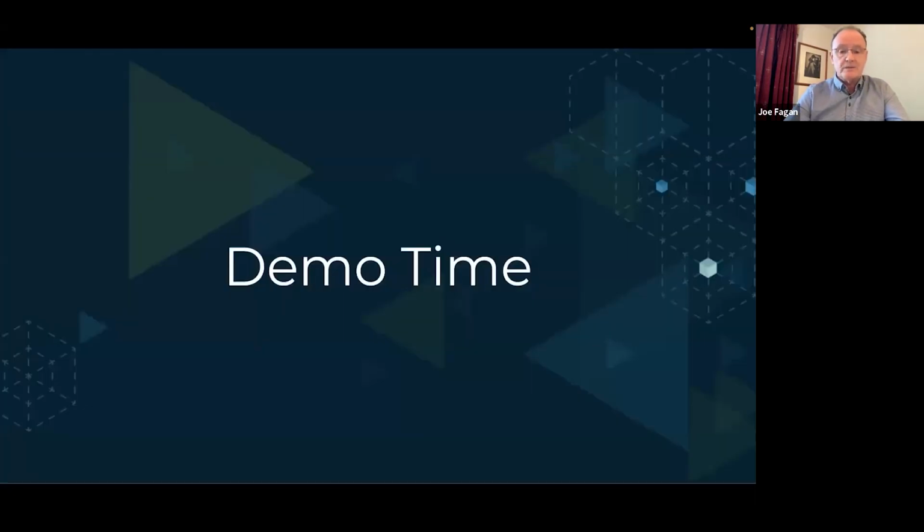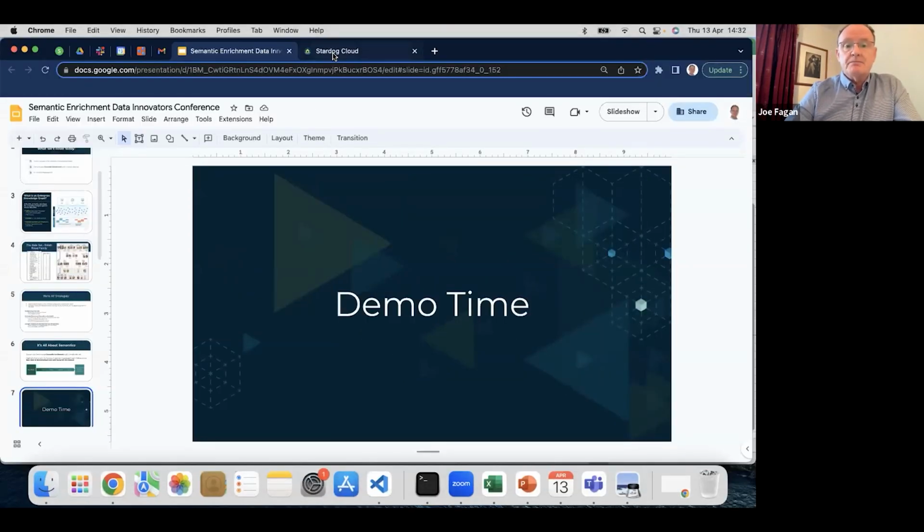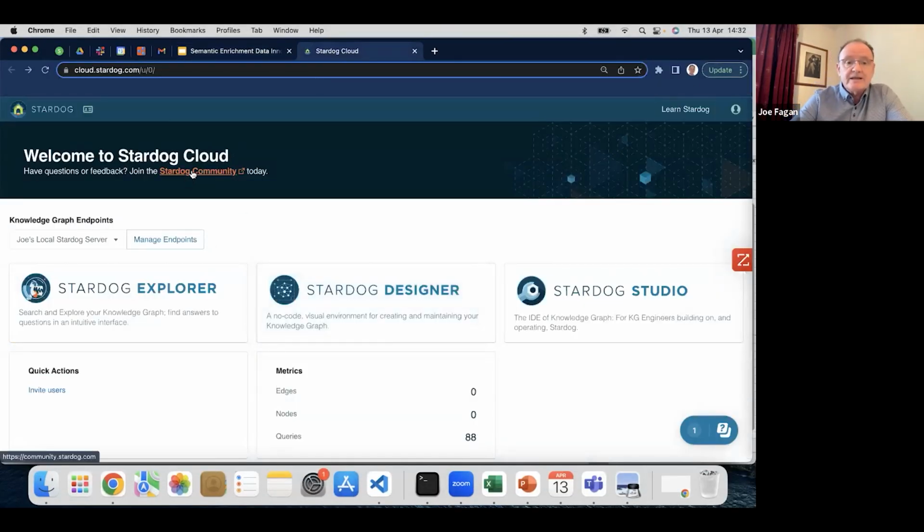Fine. So I'm just going to jump out now and actually go through the motions of doing this. This is our Stardog platform. This is the portal. These are our three apps. Studio is for the more technical folk. It's the integrated development environment where you program in SPARQL and SHACL and all those languages. Designer is where we design models, add ontological rules, map in data, ingest data into the database. So that's all the design phase.